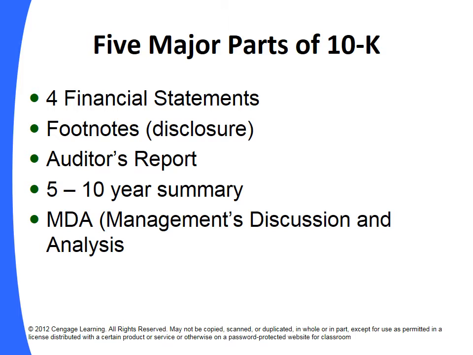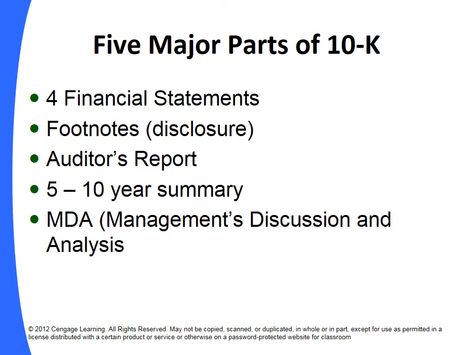So the 5 major parts, you're going to find the 4 financial statements. Hopefully by now you can name them. Balance sheet, income statement, statement of retained earnings, which on a 10K is going to be called the statement of stockholders' equity. It's going to have much more detail. And the last one we just discussed, the statement of cash flows. Sorry, that's the statement of cash flows. You're going to find these 4 financial statements on all companies.